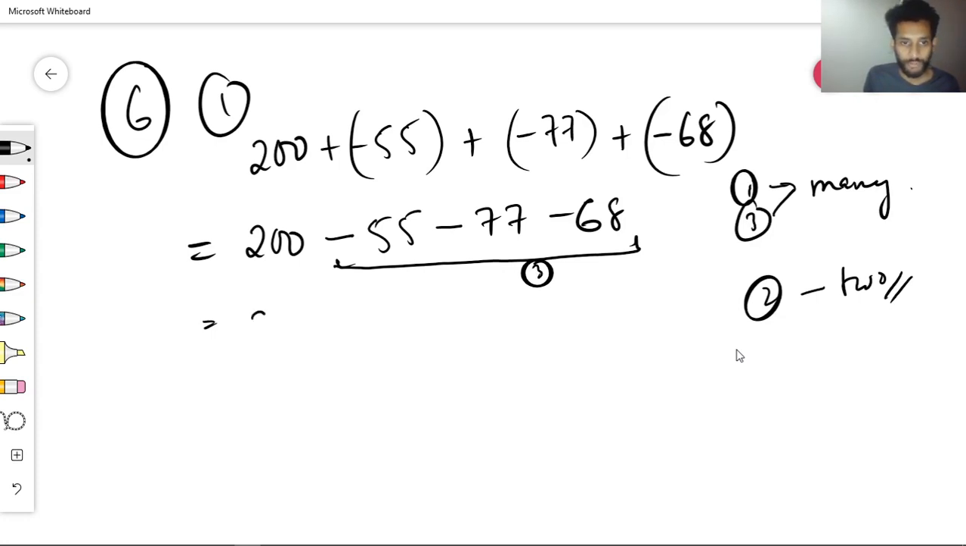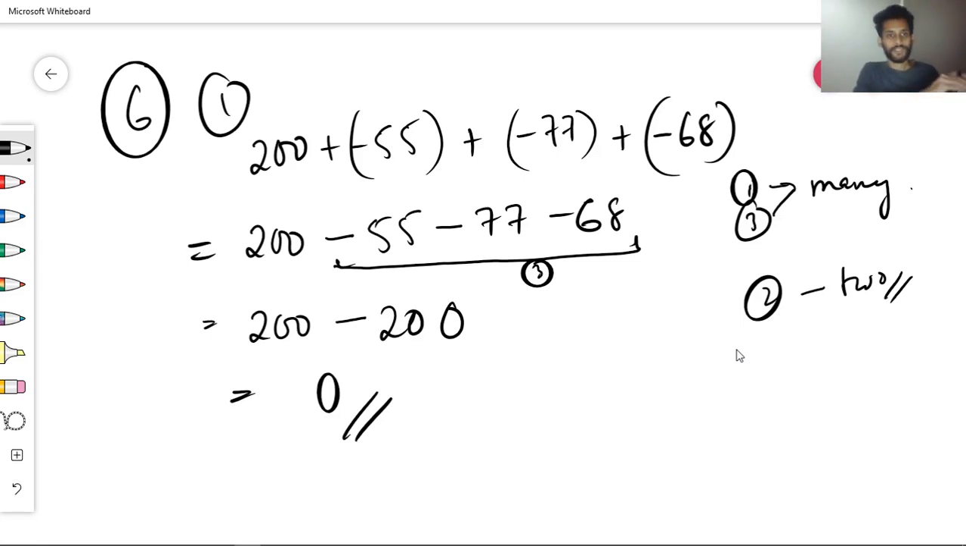So here we can use the third formula. All are in minus, so we have to add the numbers and put the result in minus. So when we add it, what will be the result? This will be 2, 12, 18, 200. So when we minus 200 from 200, the result will be 0. Okay, this is the answer. Question number 6, first one, this is the answer.